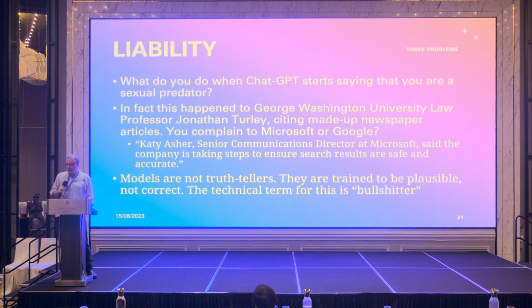And then liability. Who is responsible for the crazy things the models say? What happens if ChatGPT says, so-and-so is a sexual harasser, has been accused of sexual harassment at his university? Well, you can ask the professor who this happened to. And strangely enough, it wasn't just one model, it was two. Both Bard and ChatGPT gave the same answer. God, why, I don't know. So the reporters all called up Google and said, what are you going to do about this? And Google said, we are making steps to ensure that our results are safe.